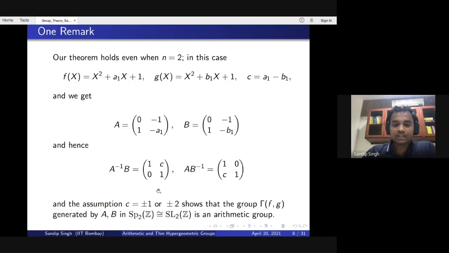And it is well known that for c equal to plus or minus 1 and plus or minus 2, gamma fg, which is the subgroup generated by A and B, is of finite index in SL2(Z), and of course that is an arithmetic group whenever c is plus or minus 1 or plus or minus 2. And of course these two matrices generate a finite index subgroup of SL2(Z) that has been used in the proof of the last theorem.